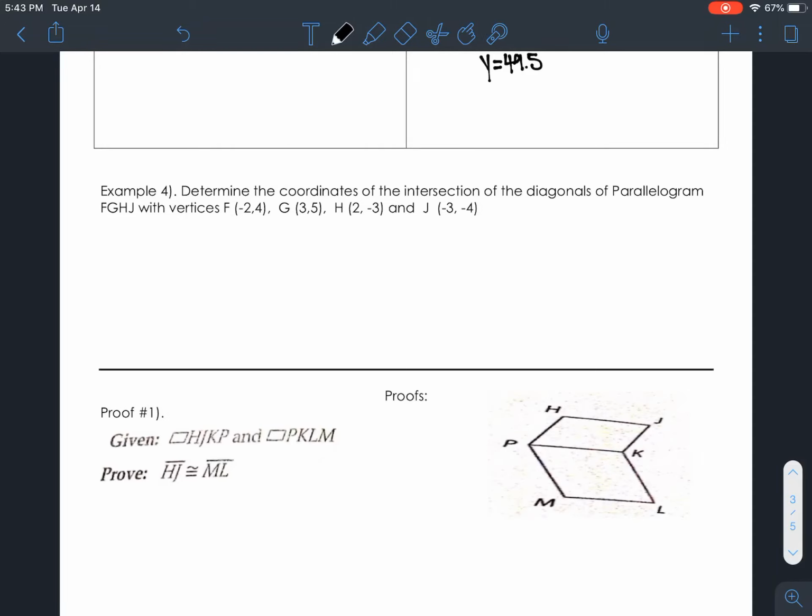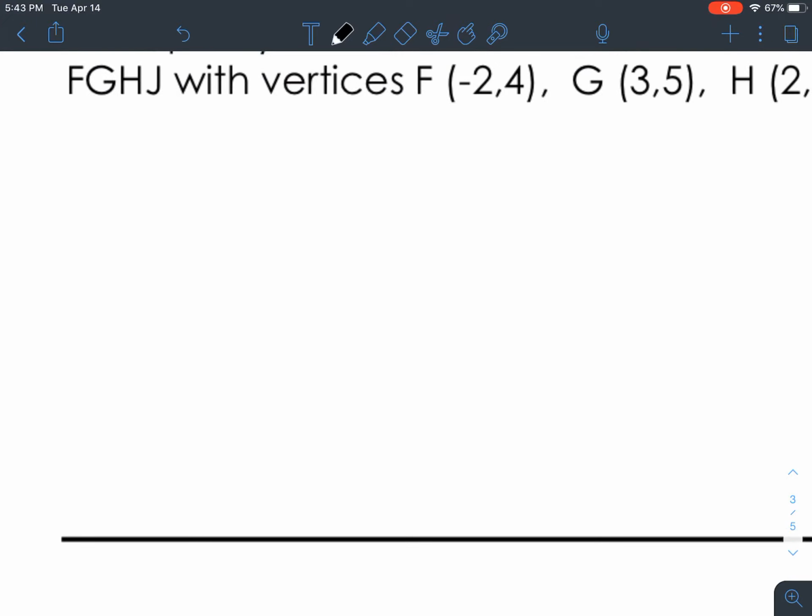Okay, so we're going to start with example 4, and there's a huge section of coordinate geometry in this chapter. So in example 4, it says, determine the coordinates of the intersection of the diagonals of parallelogram FGHJ with the following vertices. The key here, I think, is we want to sketch out this parallelogram, and we don't know exactly what it's going to look like. You could draw a coordinate plane if you wanted to, but I just want to eyeball what I'm looking at.